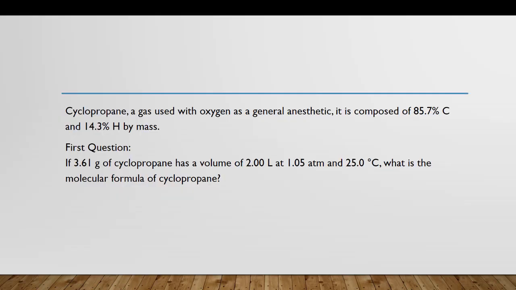Our given information is the following. Cyclopropane, a gas used with oxygen as a general anesthetic, is composed of 85.7% carbon and 14.3% hydrogen by mass. The first question is the following. If 3.61 grams of cyclopropane has a volume of 2 liters at 1.05 atmospheric pressure and 25 degrees Celsius, what is the molecular formula of cyclopropane?